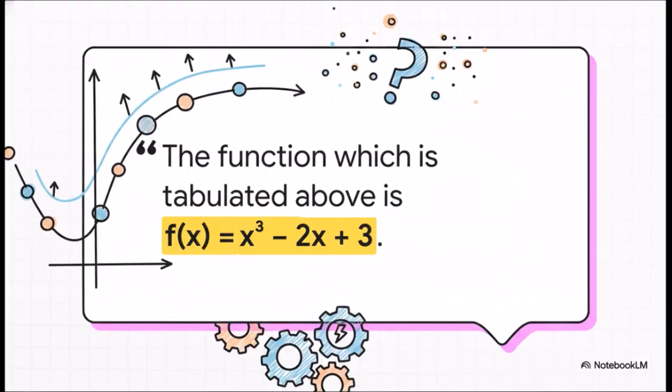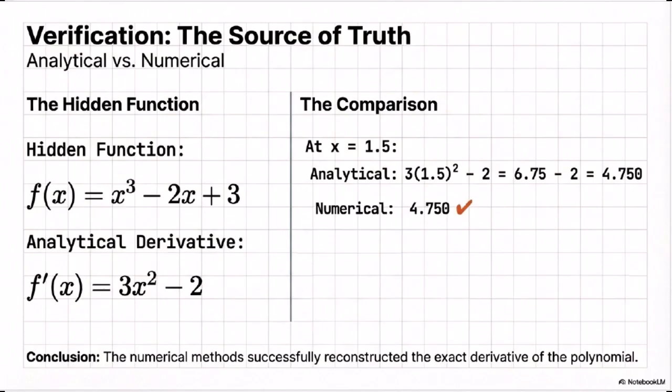Well, this is the really cool part. It turns out those data points weren't random at all. As the source material reveals, they were secretly generated from a known function: f(x) = x^3 - 2x + 3. So now that we have the original formula, we don't have to guess anymore. We can use traditional calculus to check our work.